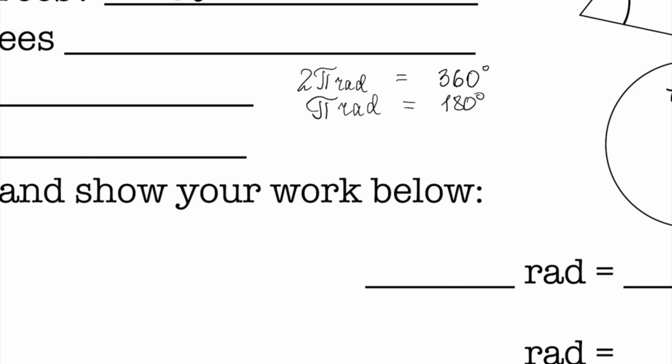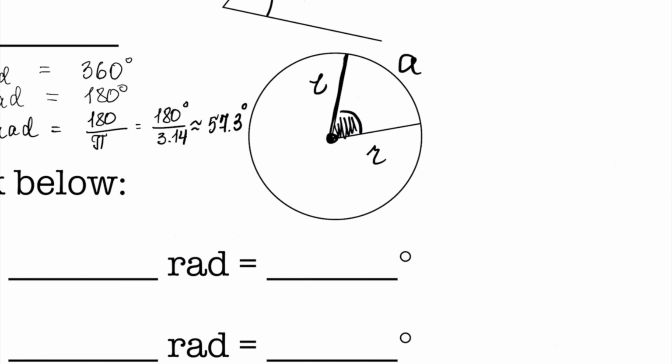Now, how many degrees is 1 radian? Not 1 pi radian, but 1 radian. 1 radian would be 180 divided by pi. So it's 180 divided by 3.14. If you take your calculator and divide 180 degrees by pi, you will get about 57.3 degrees. Because 180 divided by 3 would be 60. This is a little more than 3, so therefore your angle is a little less than 60. So 1 radian is 57.3 degrees.